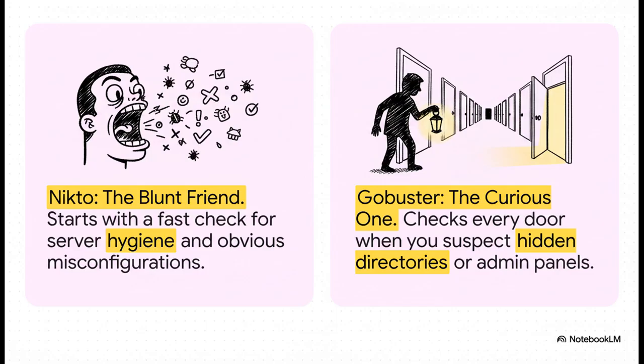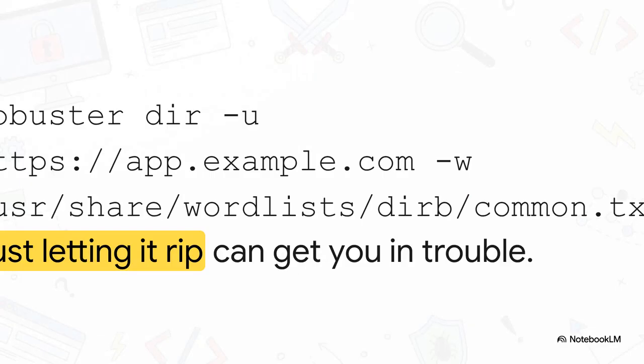You start with Nikto for the big picture, but you bring in Gobuster when you have a hunch that there's something specific hiding, like an old backup folder or a forgotten admin login page. So you've probably seen a command just like this a million times. It's Gobuster 101. You point it at a website, give it a word list, and you just let it go.